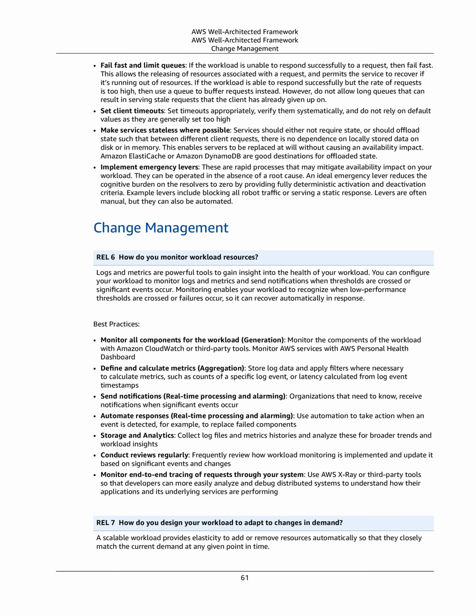Send notifications: real-time processing and alarming. Organizations that need to know receive notifications when significant events occur. Automate responses: real-time processing and alarming. Use automation to take action when an event is detected, for example, to replace failed components. Storage and analytics: collect log files and metrics histories and analyze these for broader trends and workload insights. Conduct reviews regularly. Frequently review how workload monitoring is implemented and update it based on significant events and changes.